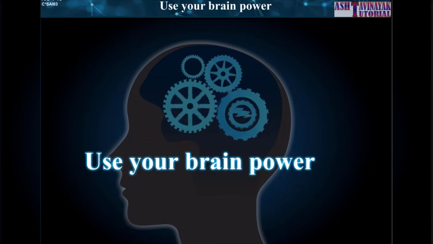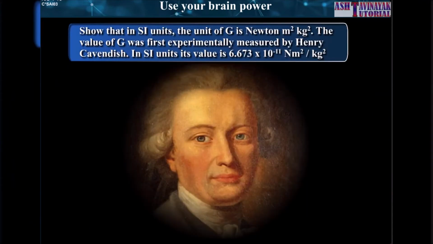Use your brain power. Show that in SI units, the unit of G is Newton meter square per kg square. The value of G was first experimentally measured by Henry Cavendish. In SI units, its value is 6.673 into 10 raised to minus 11 Newton meter square per kg square.